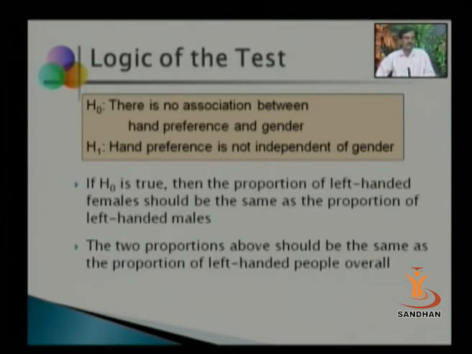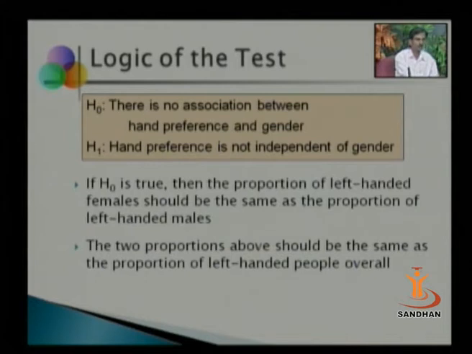In this hypothesis, there is no association between hand preference and gender, against there is an association. Obviously, if the null hypothesis is true, that means there is no association. If there is no association, then the proportion of left-handed females should be the same as the proportion of left-handed males. That means the proportion is the same.